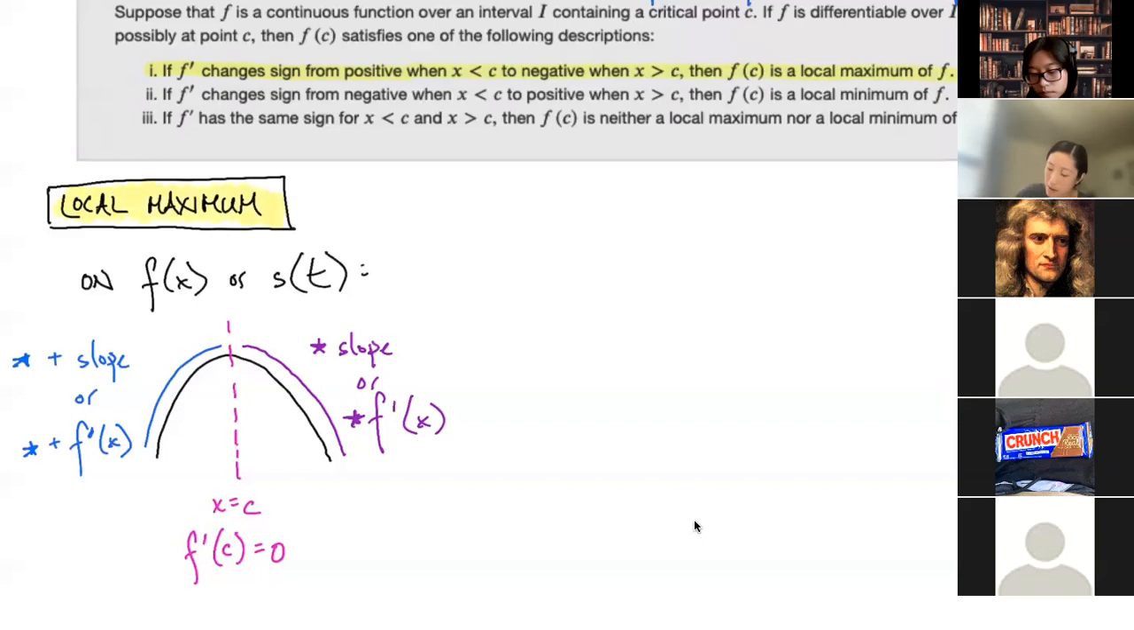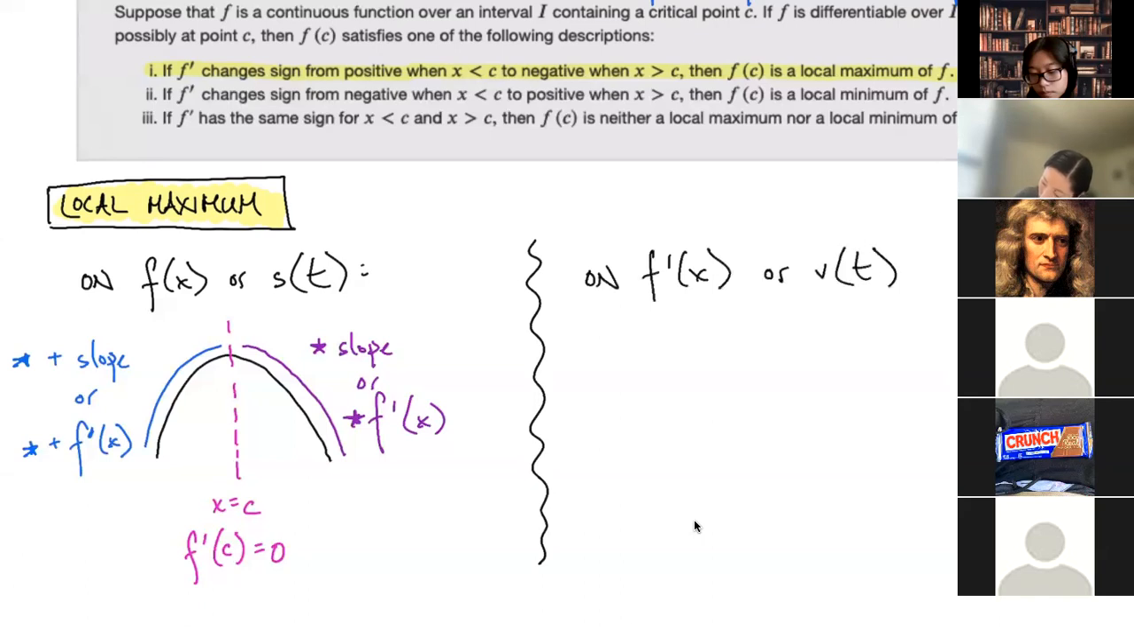So kind of marinate on that for a little bit, but hopefully that makes some intuitive sense: when you're getting to the top of something, you're going to go up, and then when you come back down, you're going to go down. Now, because I think it's harder to read a graph of velocity, let's put what this might look like on a velocity graph. On f prime of x, or v of t, here's what this might look like.